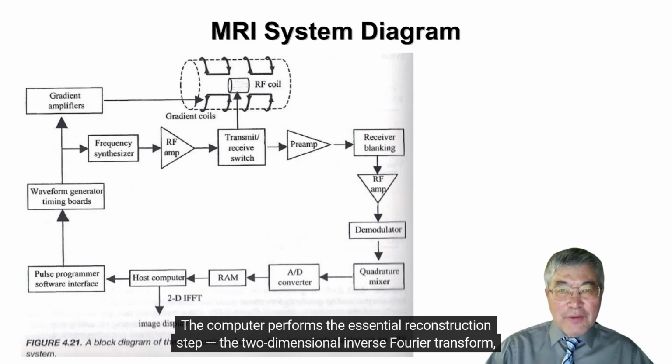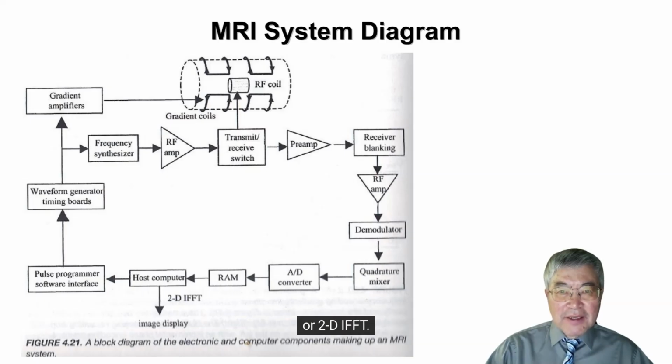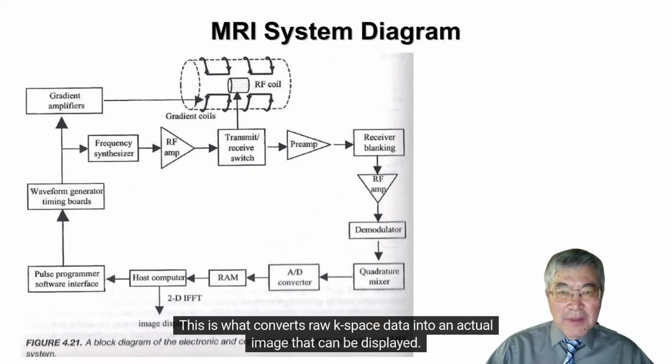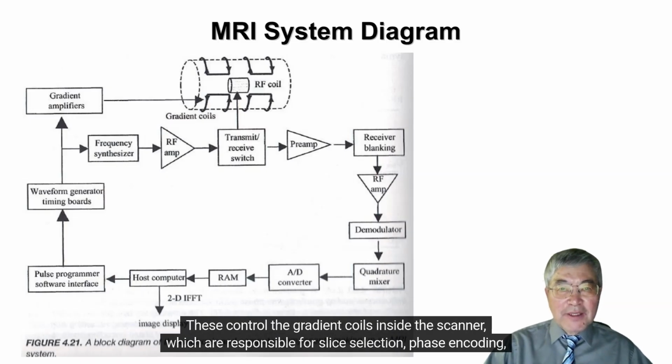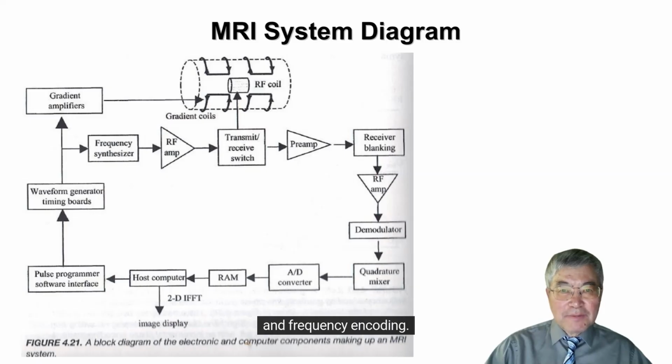The computer performs the essential reconstruction step, the two-dimensional inverse Fourier transform, or 2D IFFT. This is what converts raw K-space data into an actual image that can be displayed. On the control side of the system, there are waveform generator timing boards and gradient amplifiers. These control the gradient coils inside the scanner, which are responsible for slice selection, phase encoding, and frequency encoding.